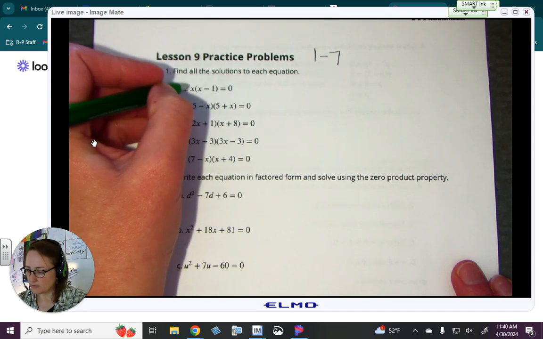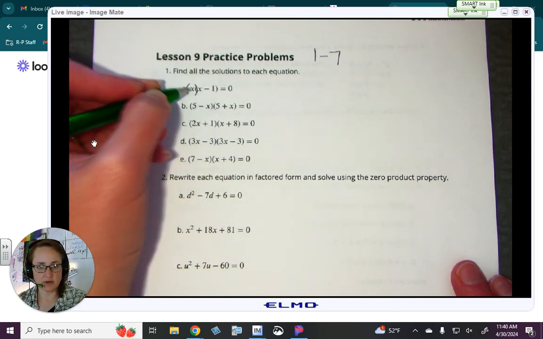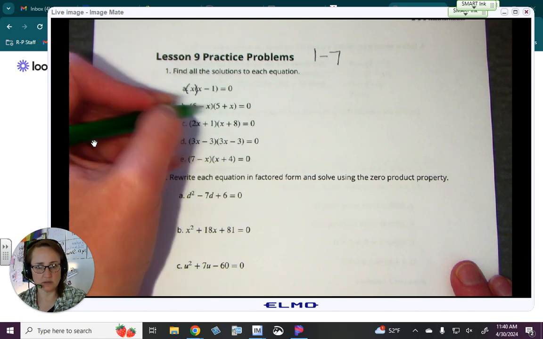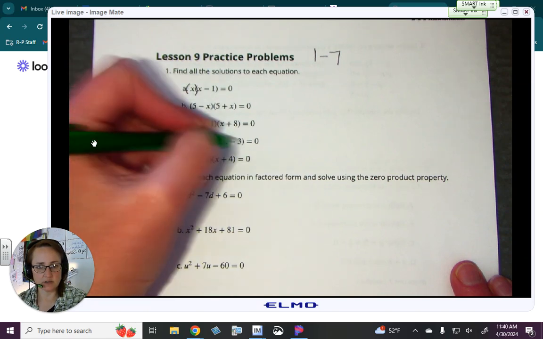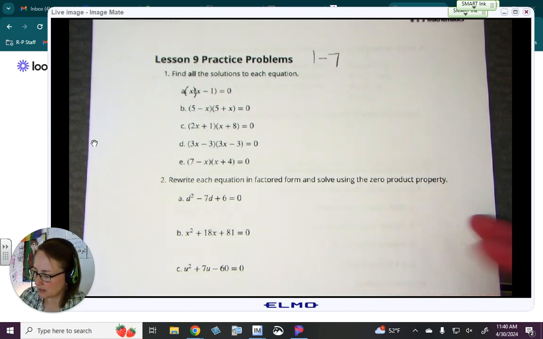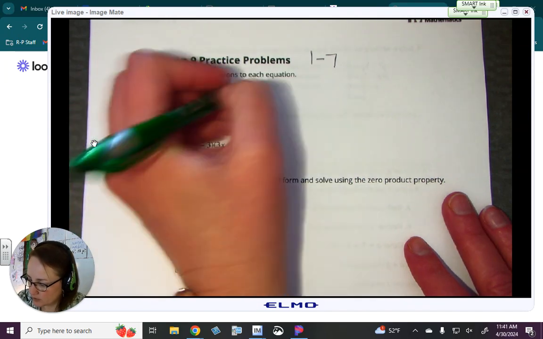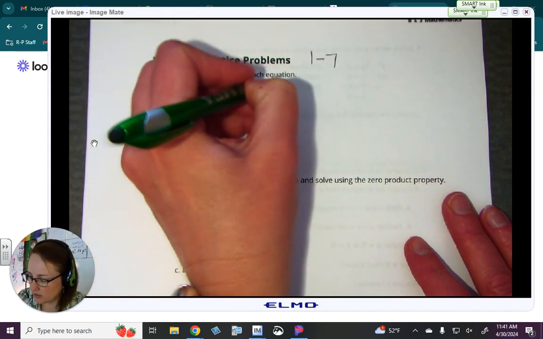That means if we have two factors like this, I'm just going to put some parentheses around it. We're going to find two answers. I see two factors in each. That doesn't mean two different answers, but we're going to find two answers. So we're going to use the zero product property. Now that we have it in factored form, we're just going to set each factor equal to 0.